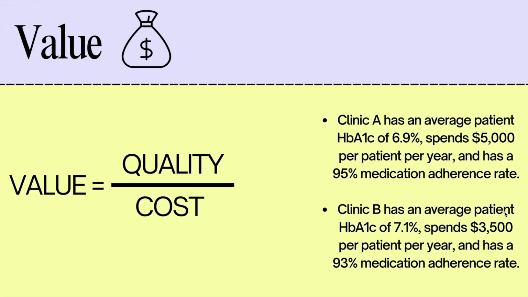You'll also want to know the definition of value. And you want to know this equation on the left here, value equals quality over cost. So we'll go through an example to explain this best. Imagine that there are two clinics. You have these measures of each clinic's hemoglobin A1C, their medication adherence rates, as well as how much they spend per patient per year. So take a second and try to think about which clinic has the better value.